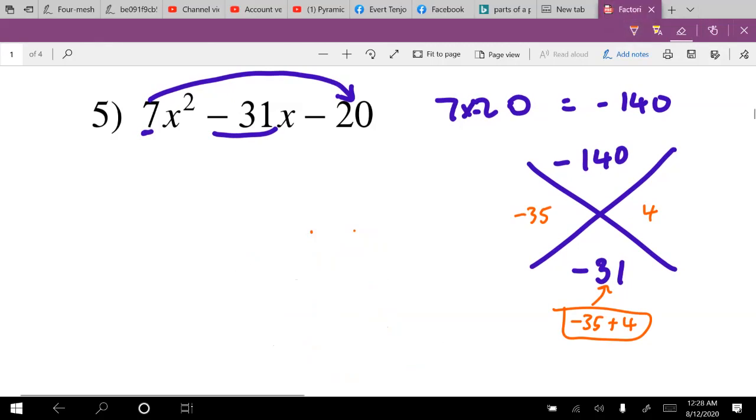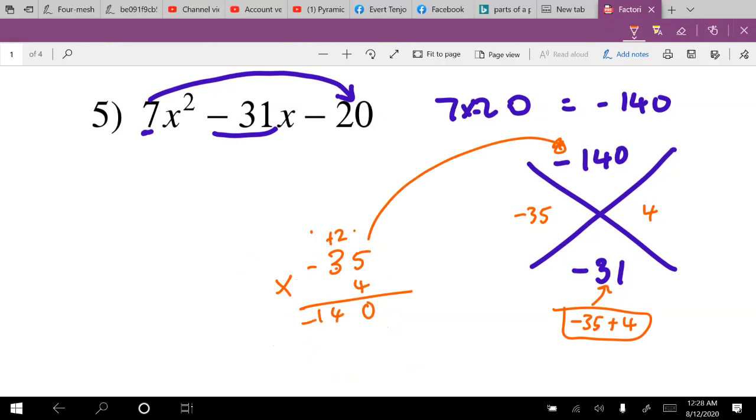And 35, let's try that, make sure we're right. 35 times 4. Let's see if we're going to get 140. 4 times 5, 20, 0 plus 2, 12 plus that 140. So we're right. So this is a factor.